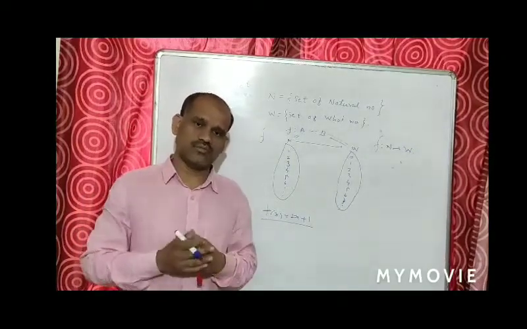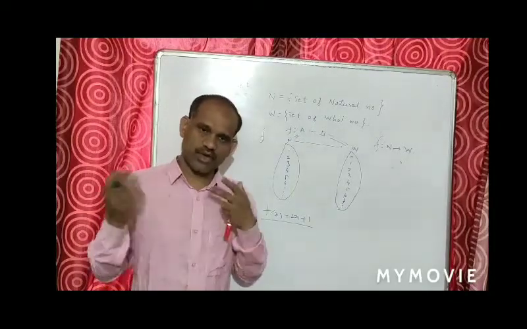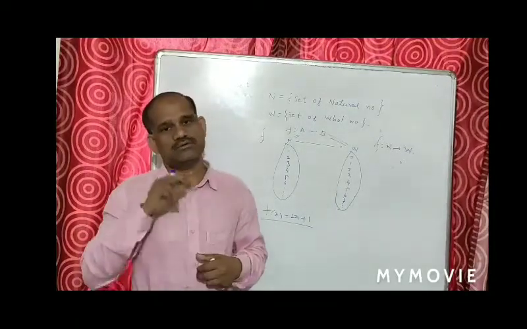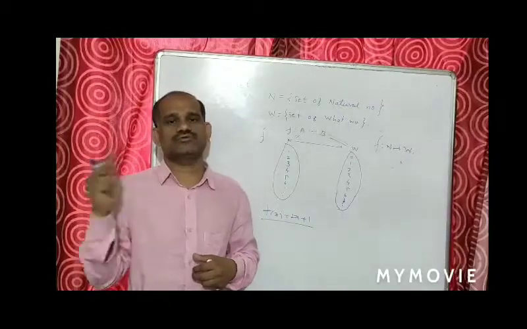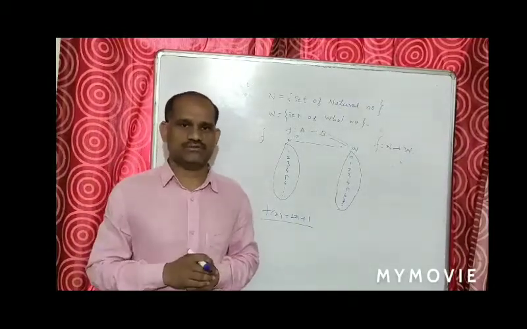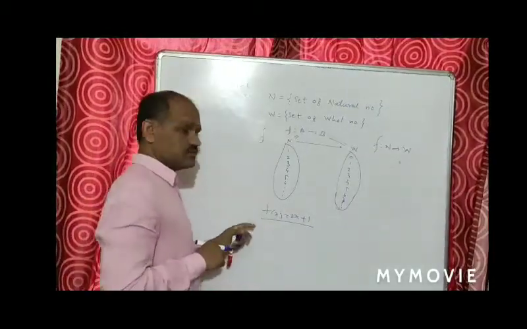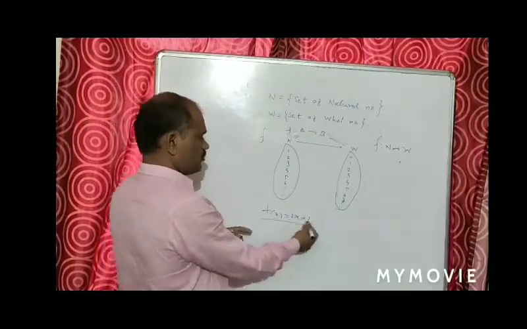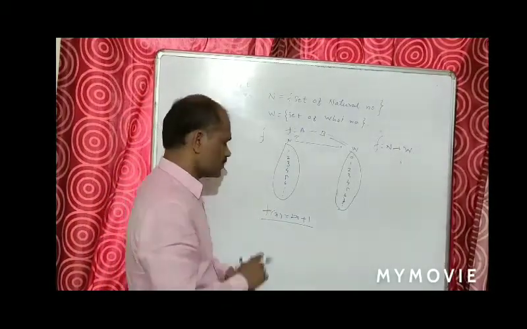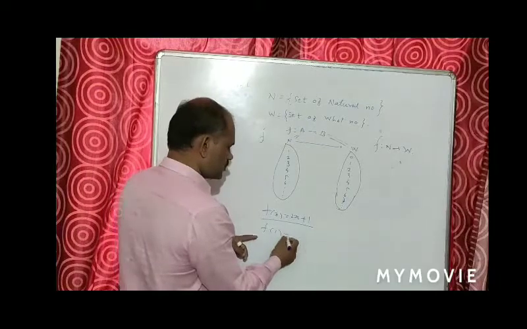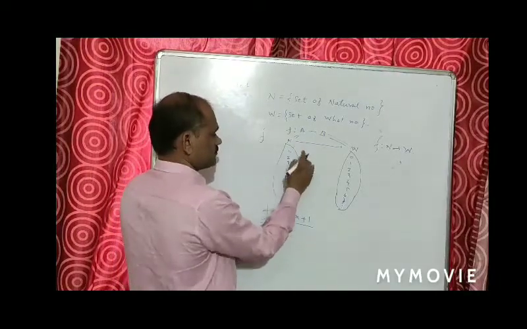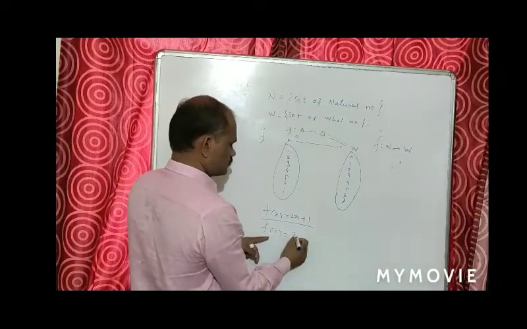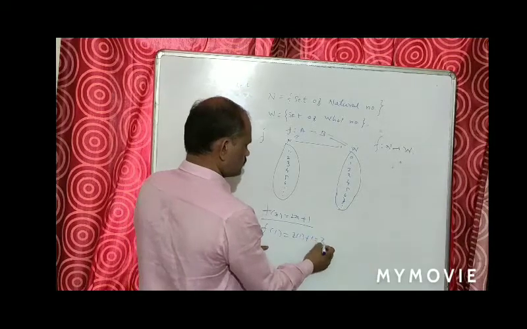In P there is a number of persons, and in the set V, each person belongs to one of those villages. So here there is one rule: f of x is equal to 2x plus 1. If I put f of 1, I take this 1. So 2 into 1 plus 1 is equal to 3.